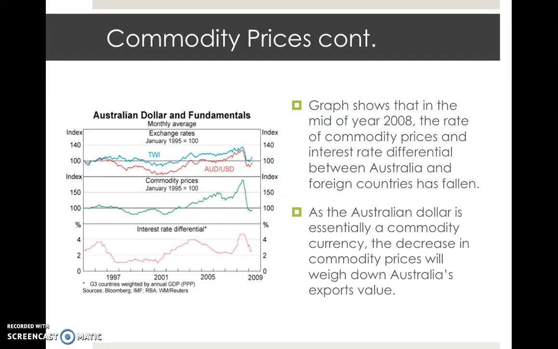From the graph, it shows that during mid-2008, the rate of commodity prices and interest rate differential between Australia and foreign countries has fallen. As the Australian dollar is essentially a commodity currency, the decrease in commodity prices will weigh down Australia's exports value and therefore cause a depreciation in the Australian dollar. However, the depreciation of the Australian dollar leads to an appreciation of the Japanese yen, as Japan does not need commodities to stimulate exports.